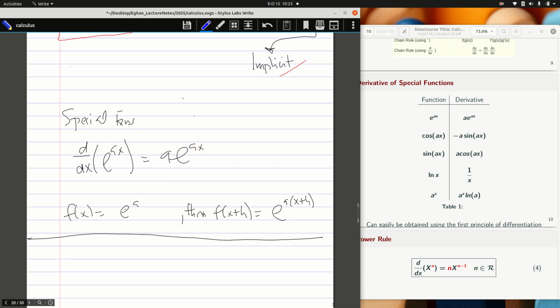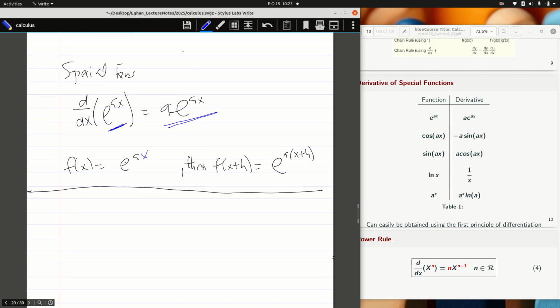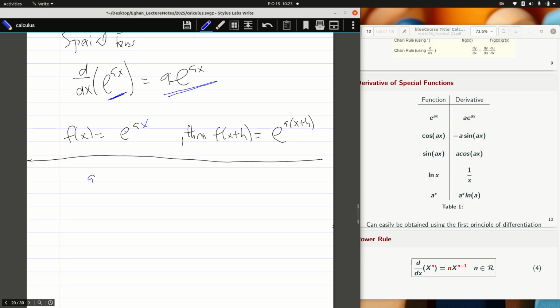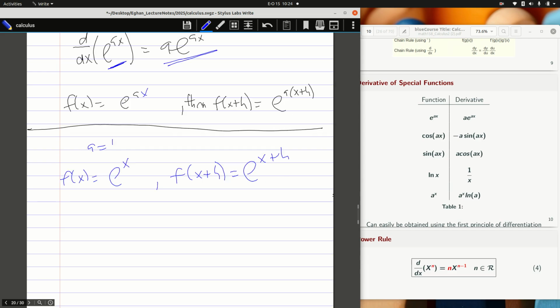It says that the derivative of an exponential a^x is given as a e^(ax). How do you want to prove that? I want to prove it assuming a is equal to 1. So that means the function is equal to e^x, and then f(x+h) should be equal to e^(x+h). From the first principle of differentiation, I have the limit as h approaches 0 of (e^(x+h) minus e^x) all over h.